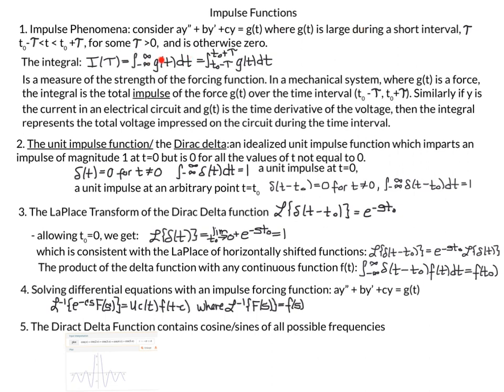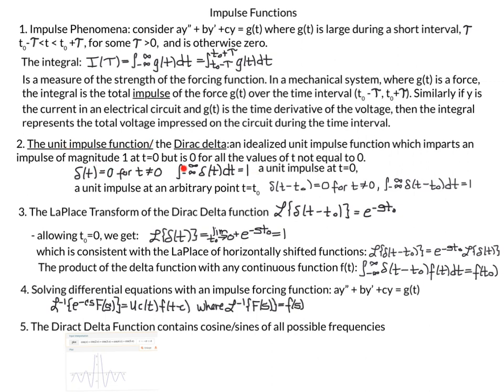And because the impulse function is 0 everywhere except in this small interval, the limits of integration become t naught minus tau, t naught plus tau. And we said this integral is a measure of the strength of the forcing function. In a mechanical system where g of t is a force, the integral is the total impulse of the force over the time interval. Next, we looked at the Dirac delta and also unit impulse functions.